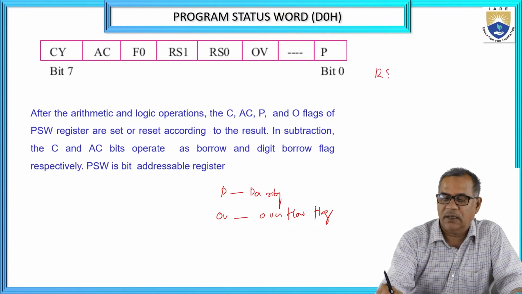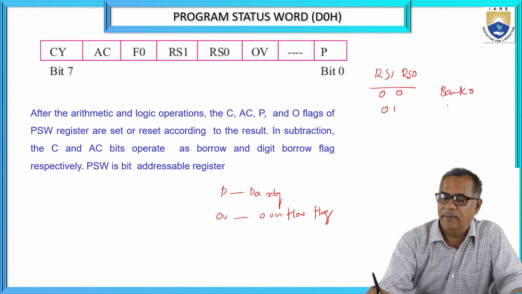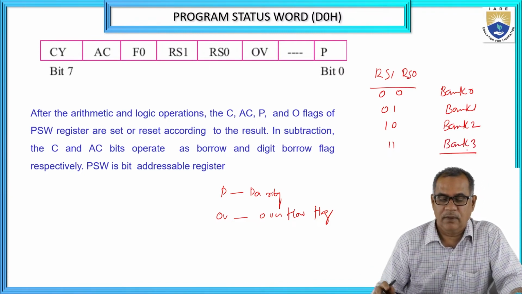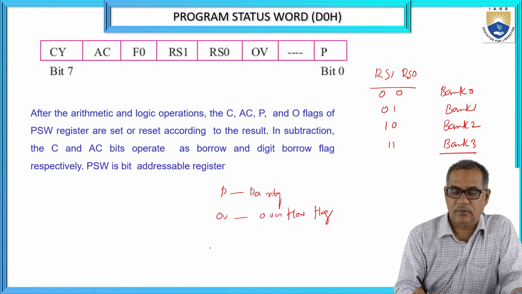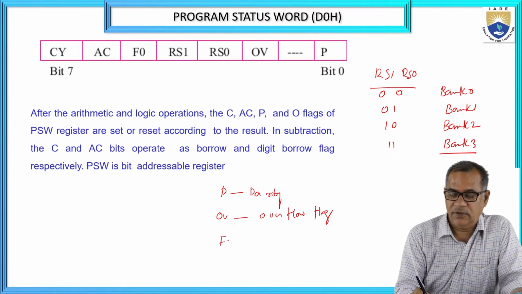RS1, RS0 are the register bank selection bits. So if it is 00, bank 0 is selected. If it is 01, bank 1 is selected. If it is 10, bank 2 is selected. If it is 11, bank 3 is selected. And F0 is not used.